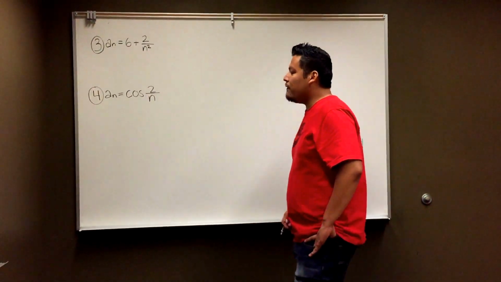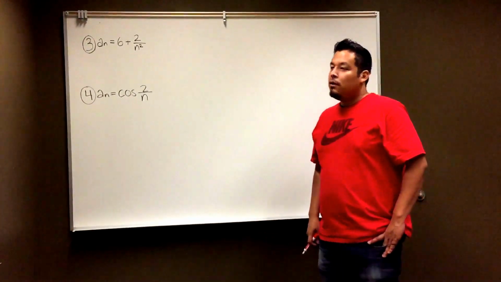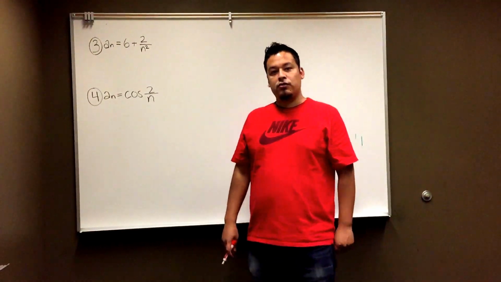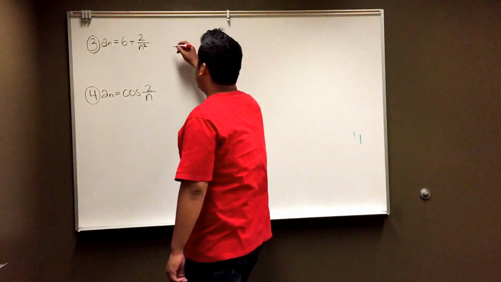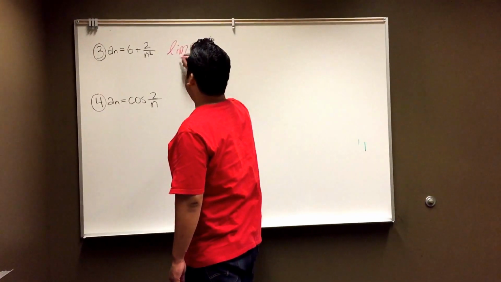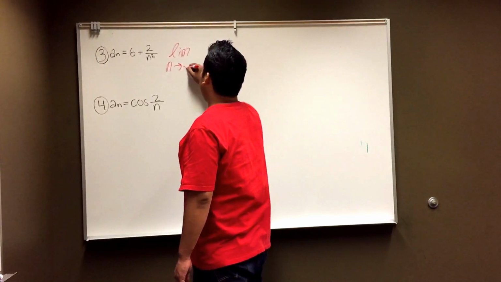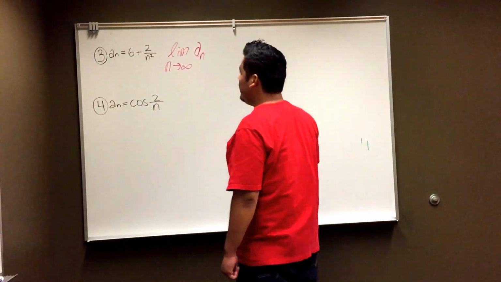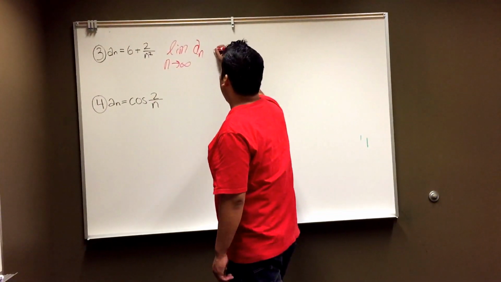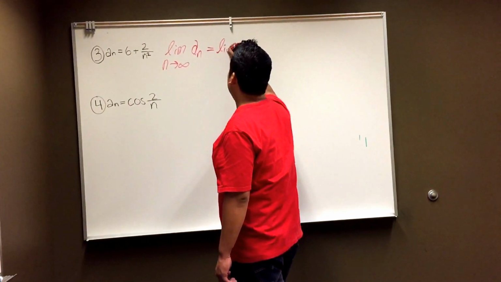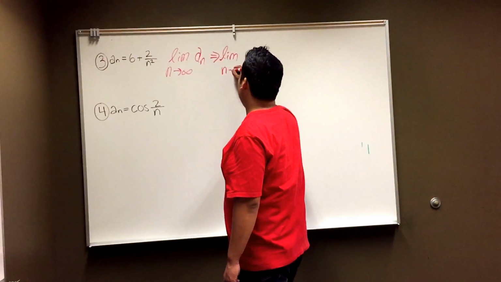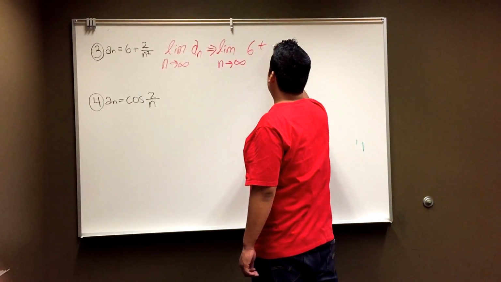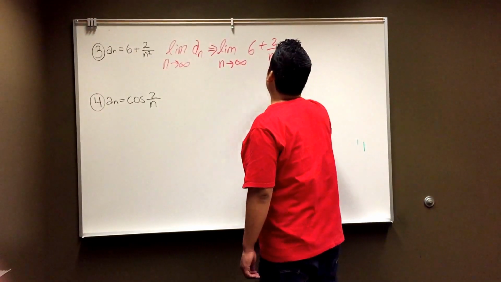Alright, so here we have 2 more examples. We're going to be applying the same property, the limit as n goes to infinity. So let's go over that. The limit as n goes to infinity of a sub n, our sequence, will be the limit as n goes to infinity of 6 plus 2 over n squared.